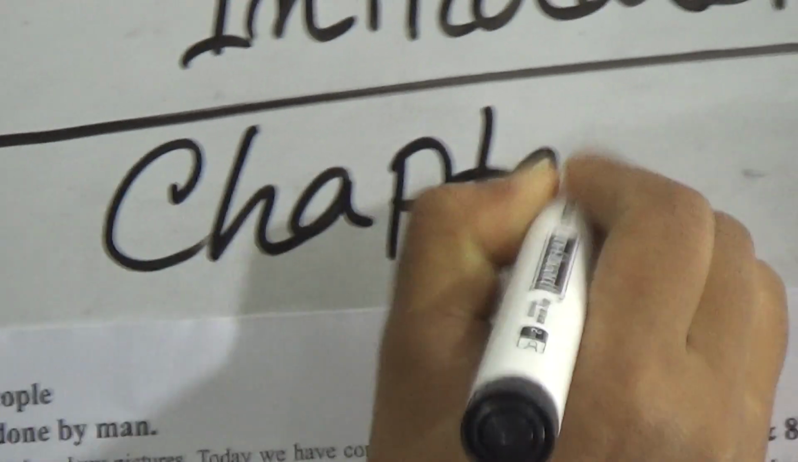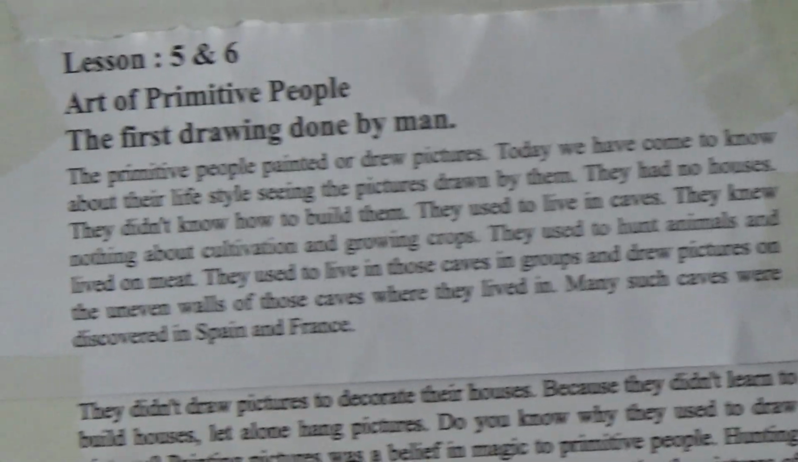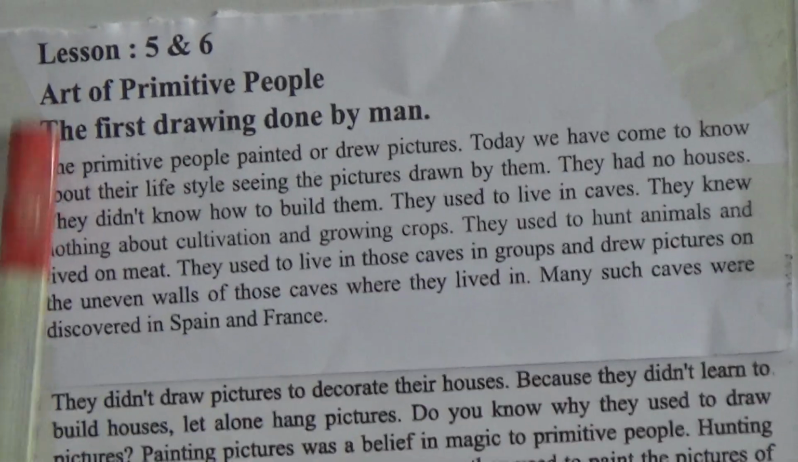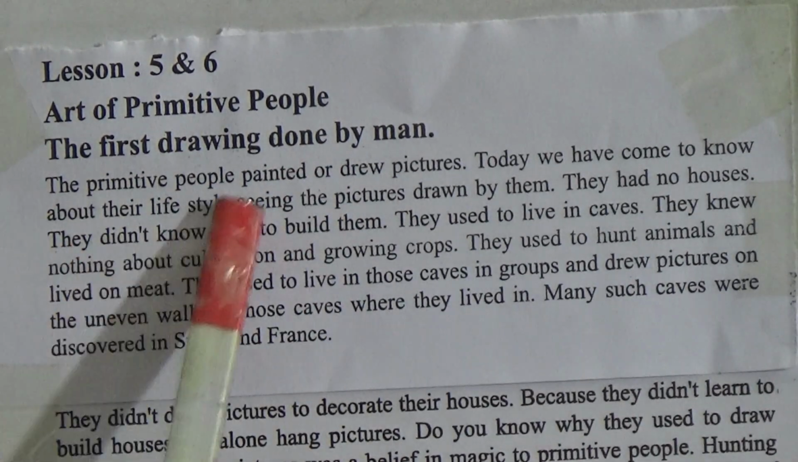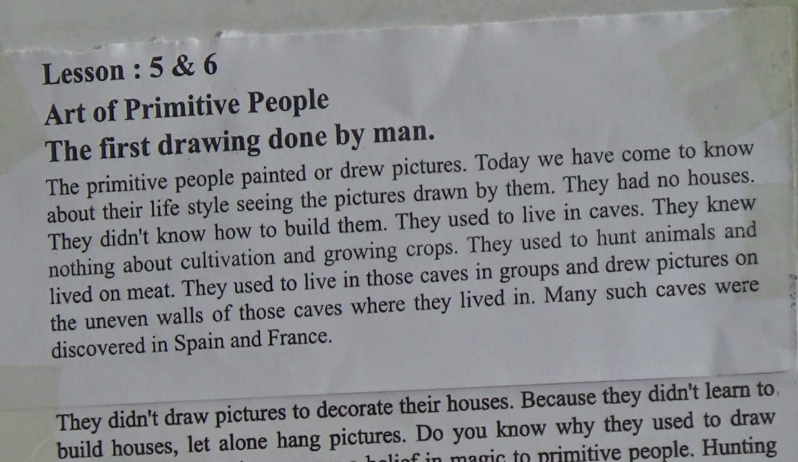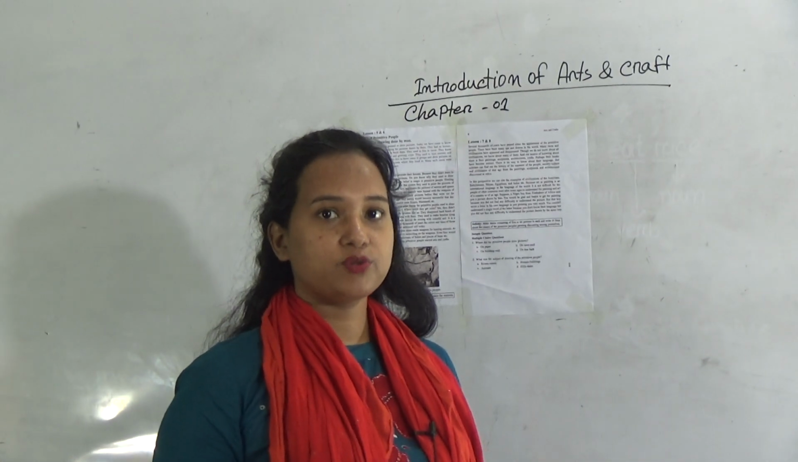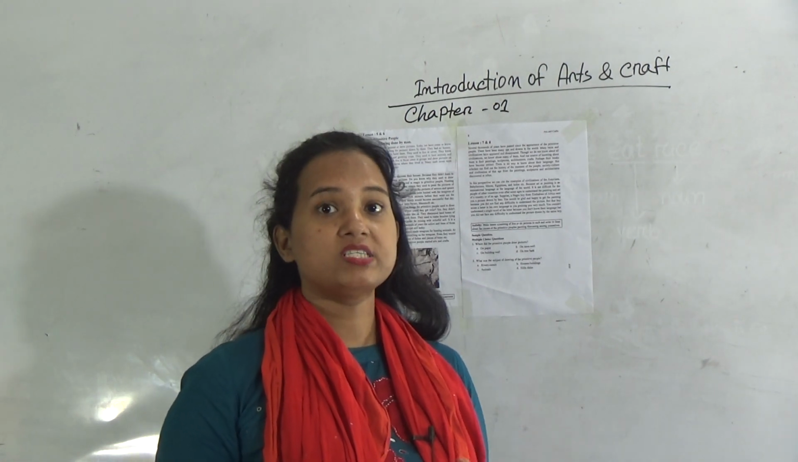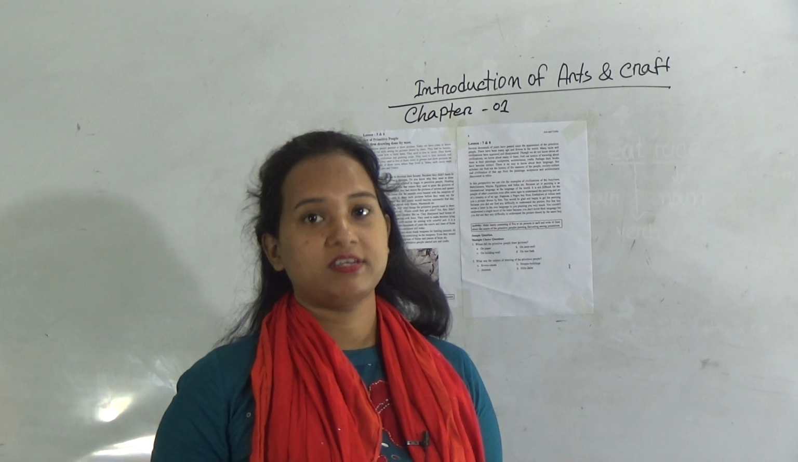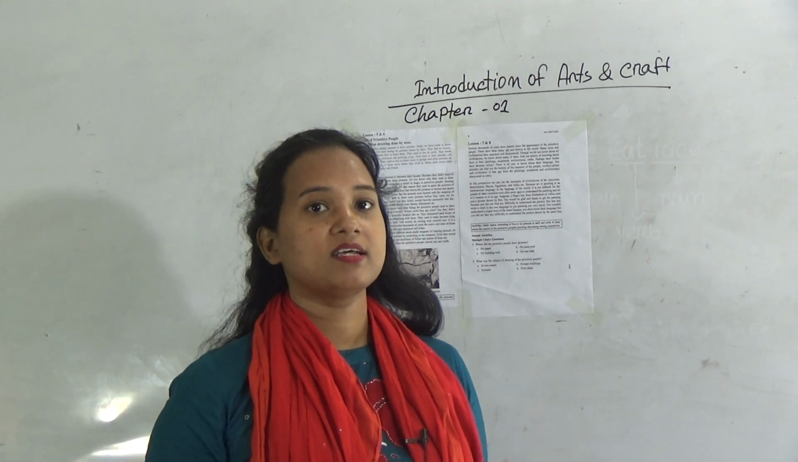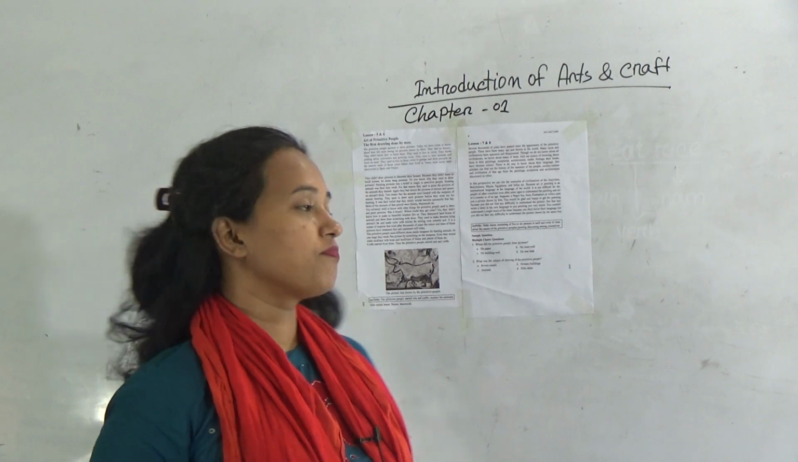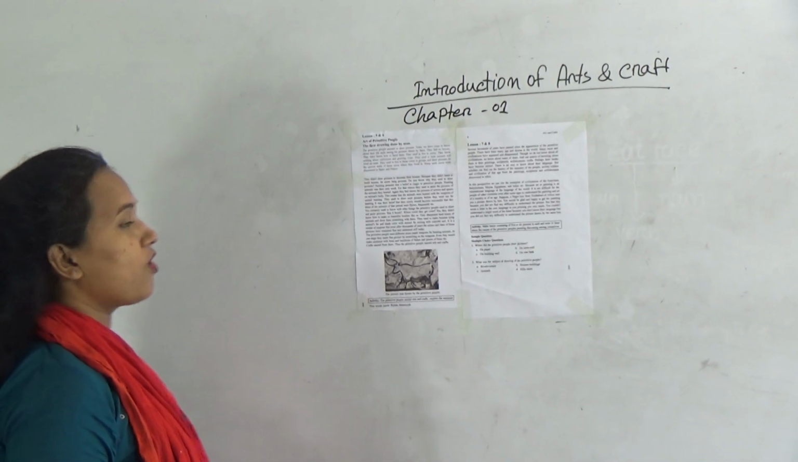Chapter 1, I have already written down on the topic space. Lessons 5 and 6. Look, the content is art of primitive people, the first drawing done by man. Hope you all know that there is no significant moment when man knew in which time or which year art was invented. That means there is no significant year. But the primitive people drew in their caves.